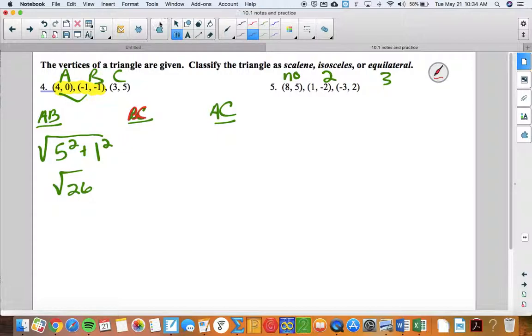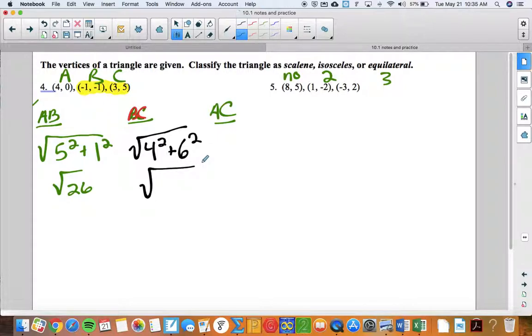B to C. Now let me move my highlighting over. Get rid of this. So distance between -1 and 3 is 4. We need to square that, plus the distance between -1 and 5 is 6. We need to square that, so we get the square root of 36 plus 16, which is 52. So those two sides are not the same length.